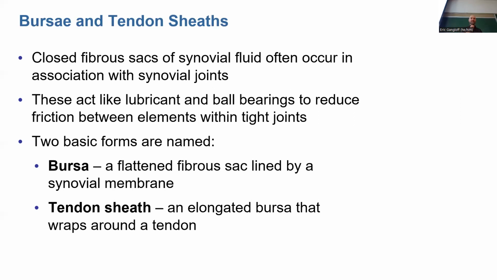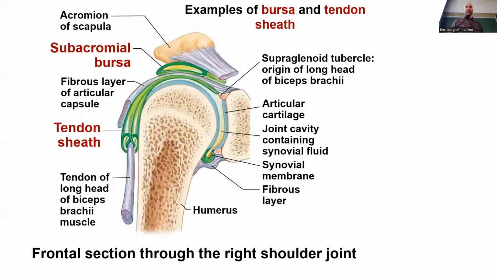Let me show you a diagram of this. I think that will better explain it. So we're going to go back to the shoulder joint here. You can see an example of a bursa between the acromial process of the scapula and the rest of the joint here. You can see a tendon sheath. It's basically just a stretched out, elongated bursa that's wrapped around a tendon. In this case, the tendon that attaches the biceps to the scapula there.